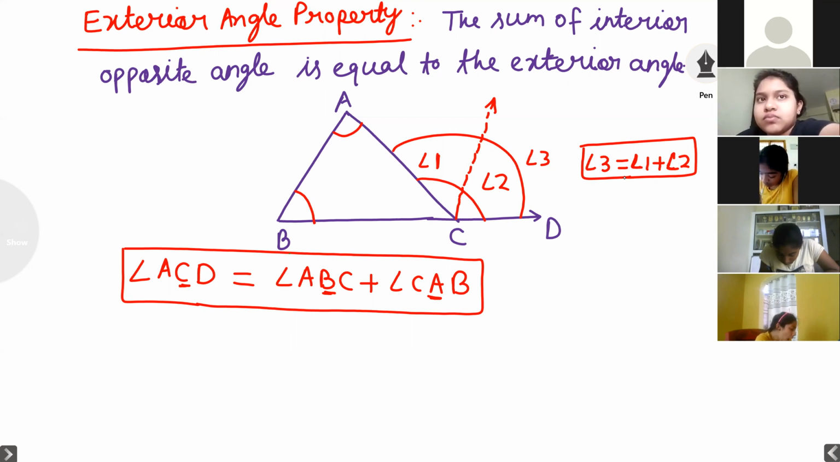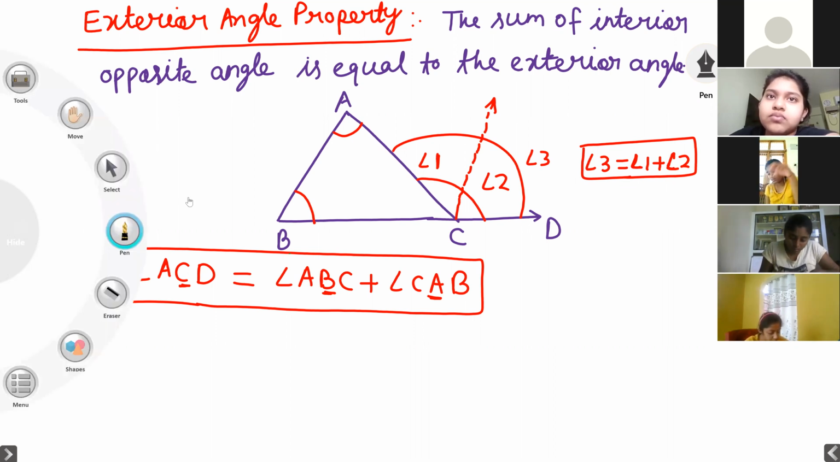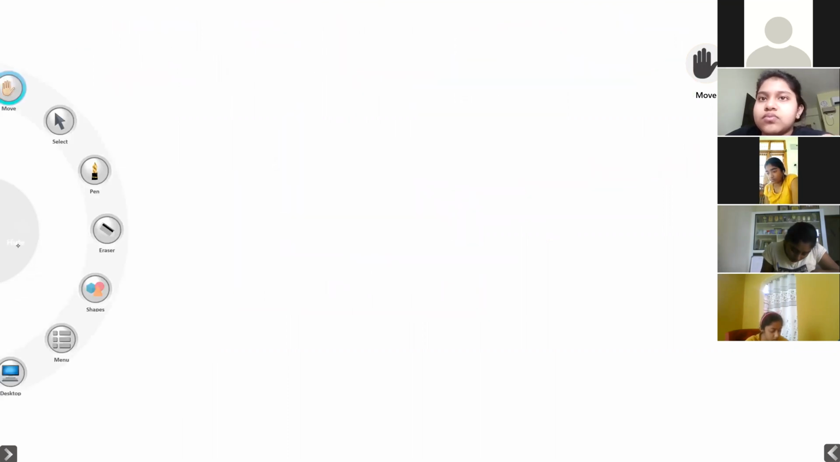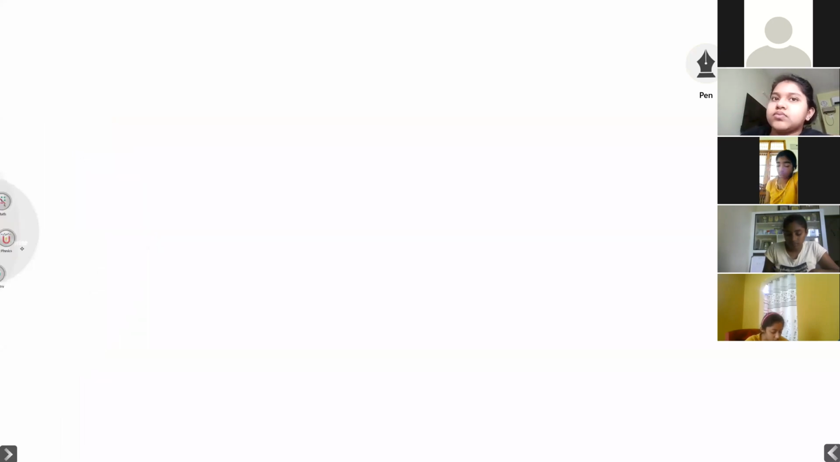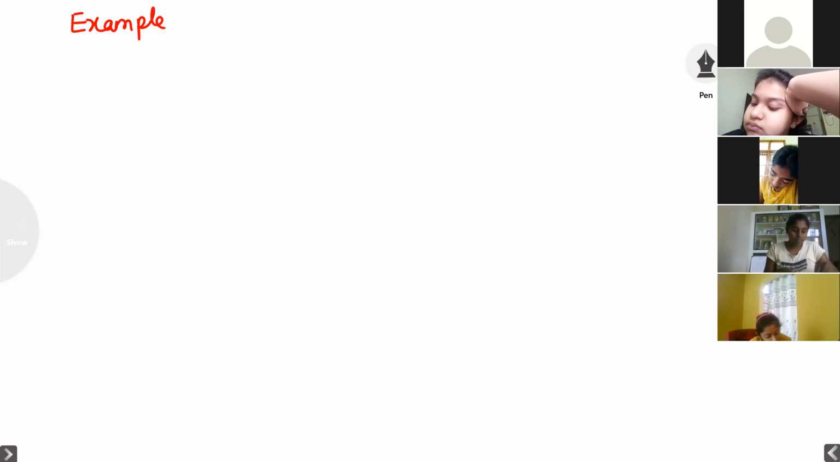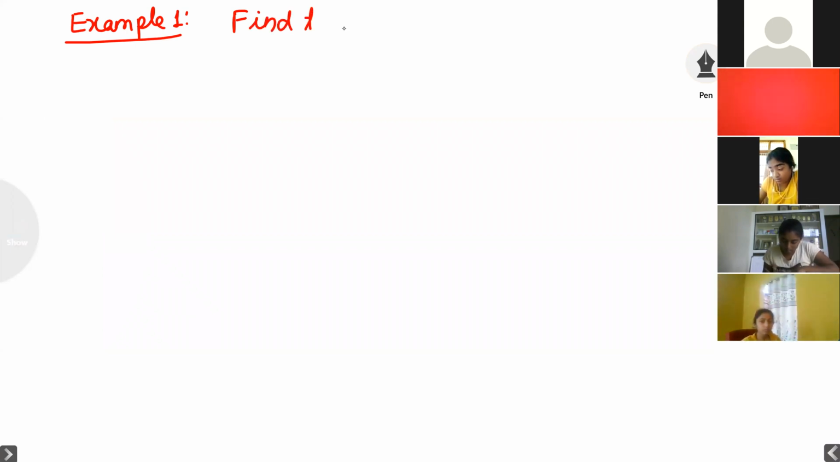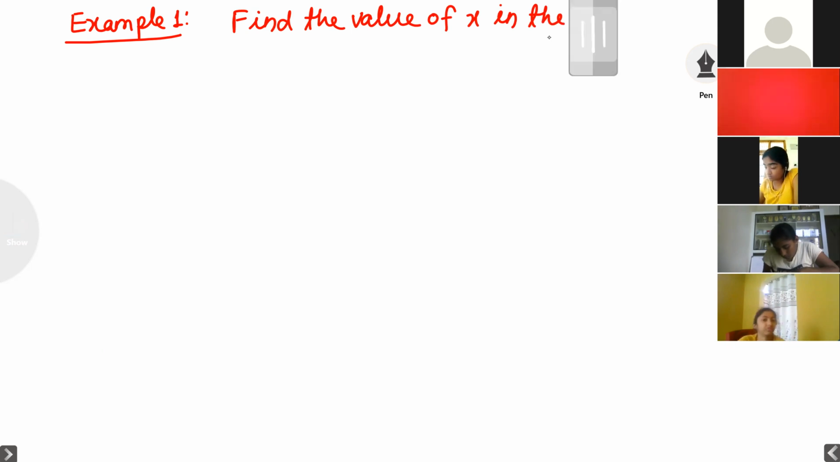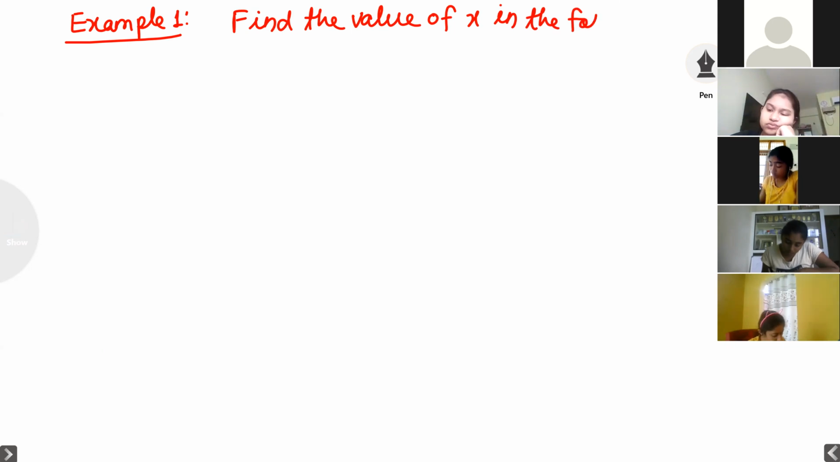Example first. Find the value of x in the following figures.